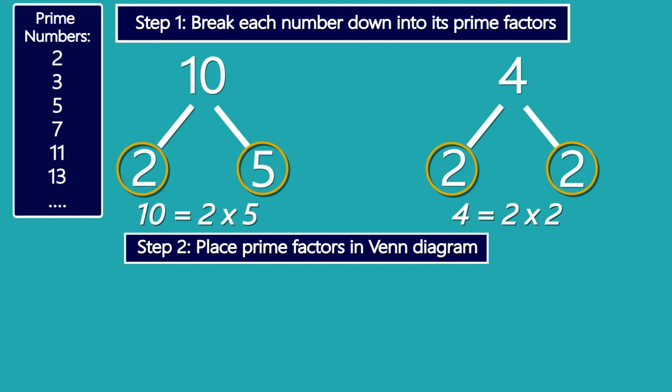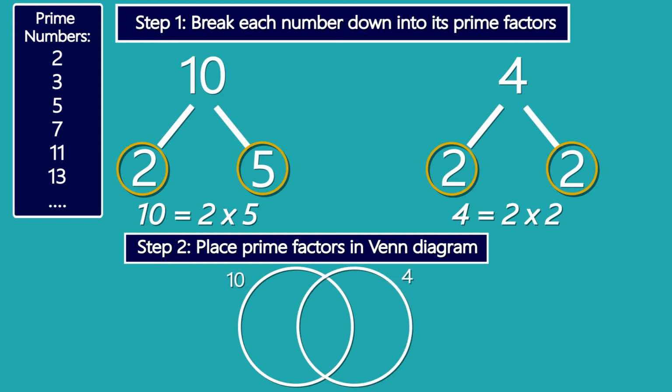So with my Venn diagram, I'm going to have two circles. The left-hand circle is going to contain all the prime factors of 10, and the right-hand circle is going to contain all the prime factors of 4, and in the middle will be any prime factors that are of both 10 and 4. 5 is just a prime factor of 10, so I'm just going to put that in the 10 circle and then cross it off, so I know I've done that.